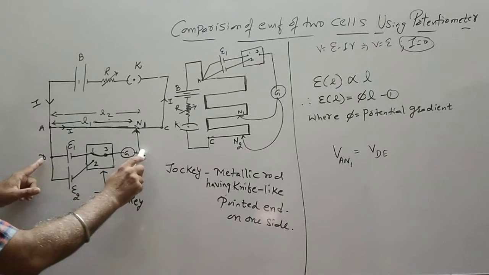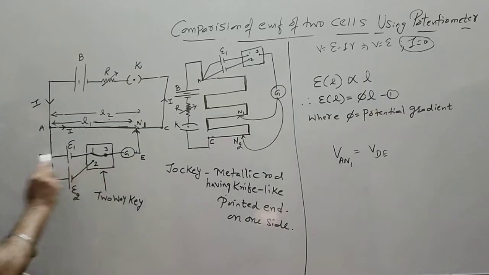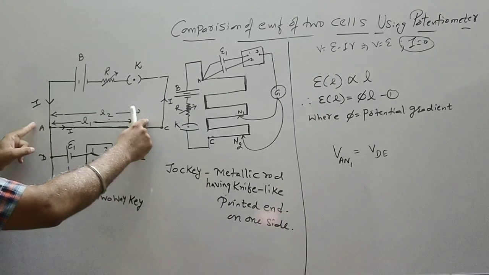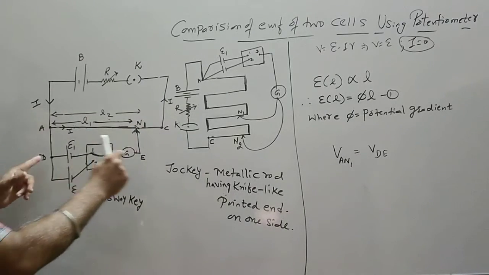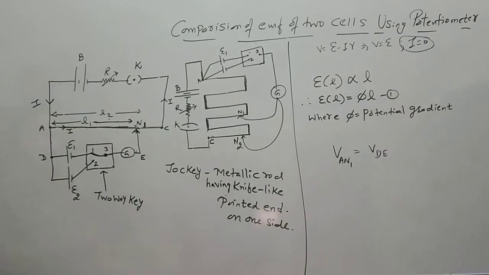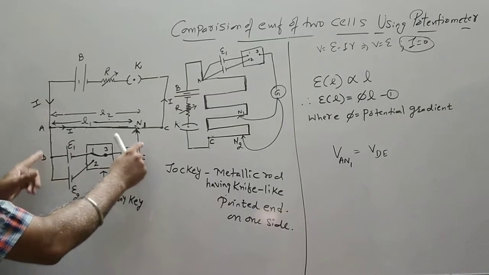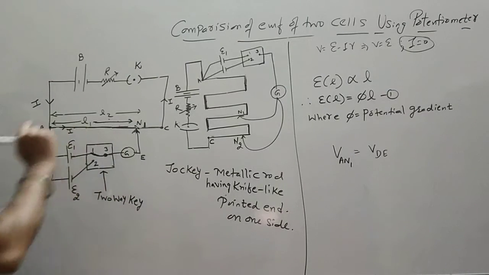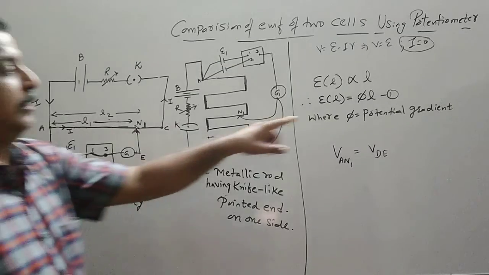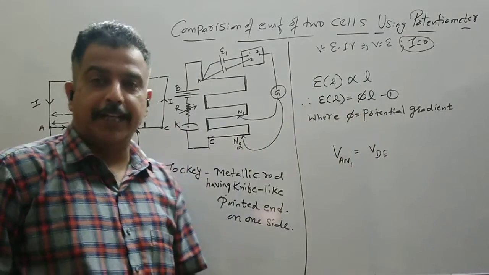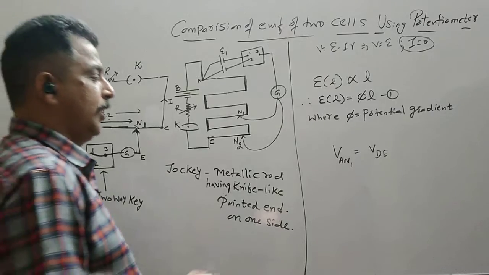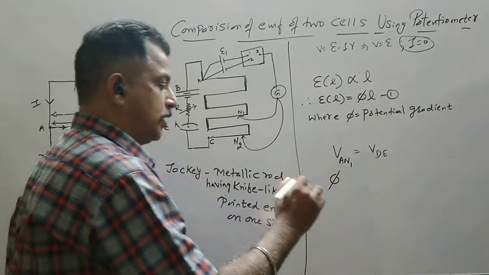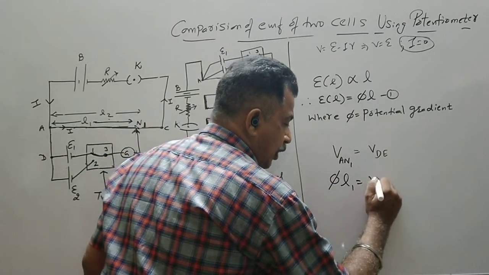Now no current is flowing through this part. No current is flowing through DE. So whatever is the potential difference of A and N1, that should be the EMF of DE. That should be equal to potential difference between D and E. Now if L1 is a length and phi is the potential gradient, I will write this as phi, which is a potential gradient constant term, times L1 is equal to VDE.